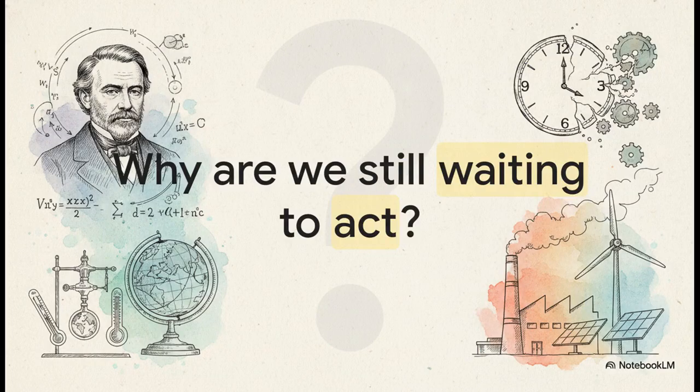Which leads us to this final provocative thought. We started by asking if we could trust the models. But knowing what we know now, that the foundation of climate science isn't some new experimental theory, but a deeply proven set of physical laws discovered in the 1800s, the real question isn't about the math at all. If the math hasn't changed in over a century, why are we still waiting to act?